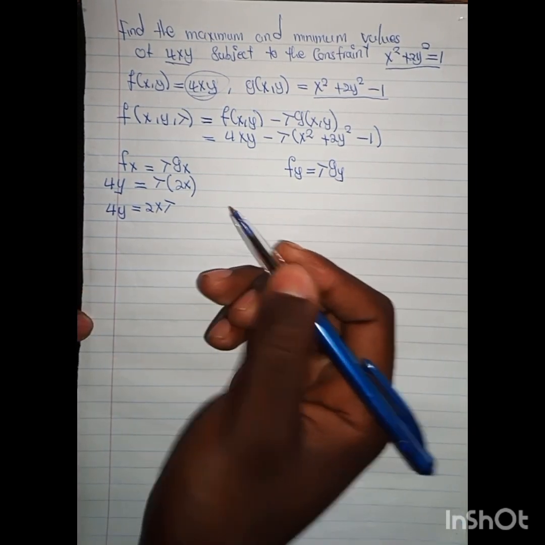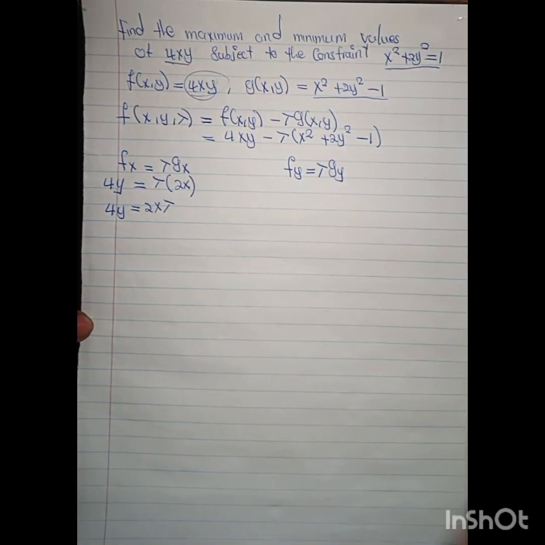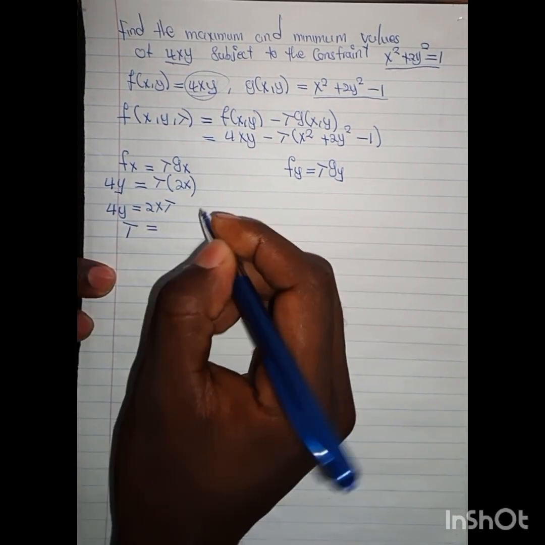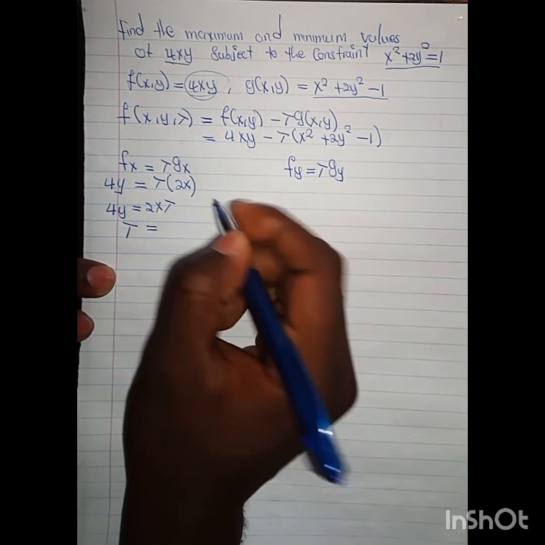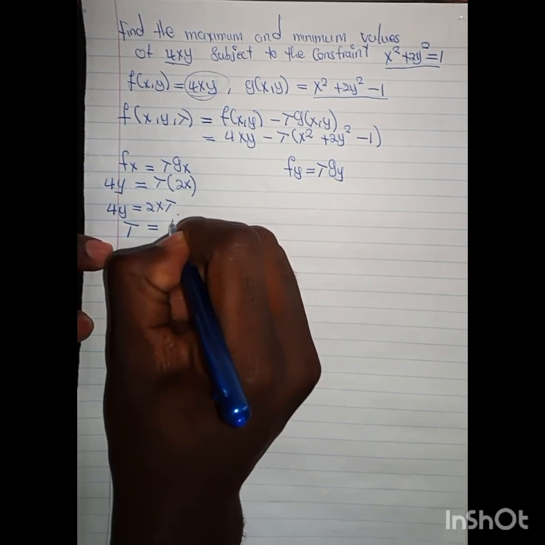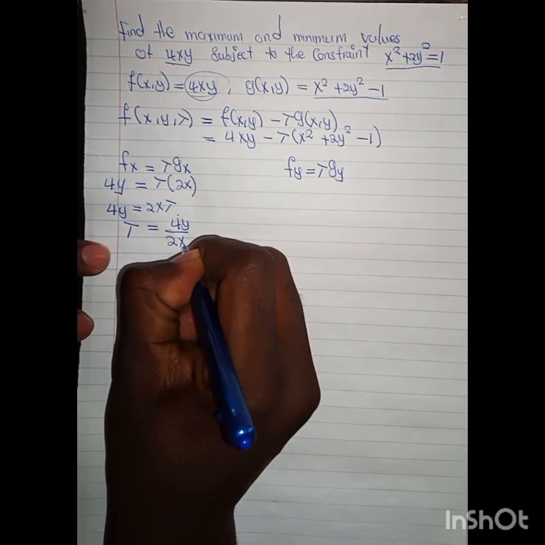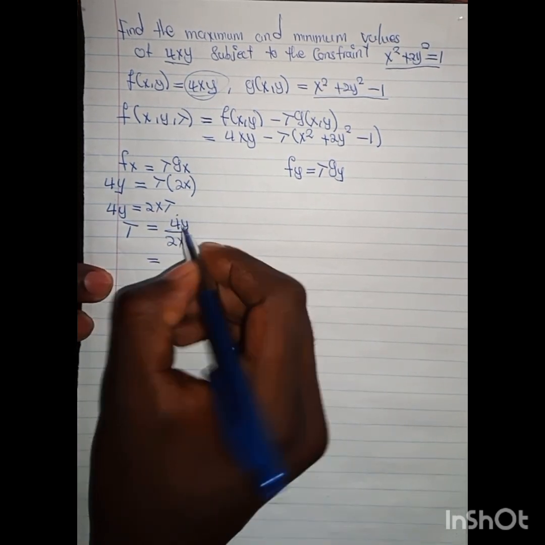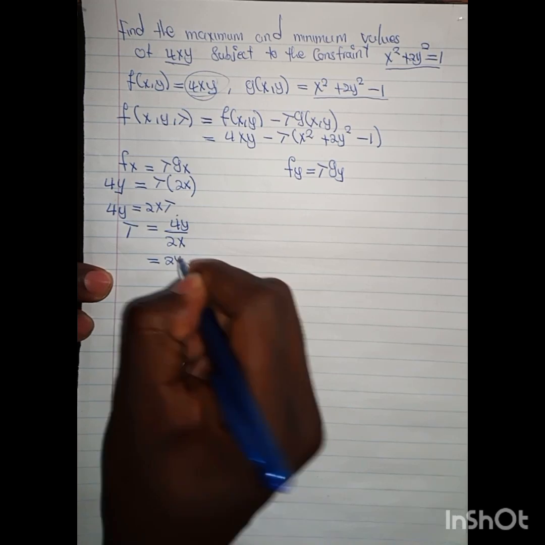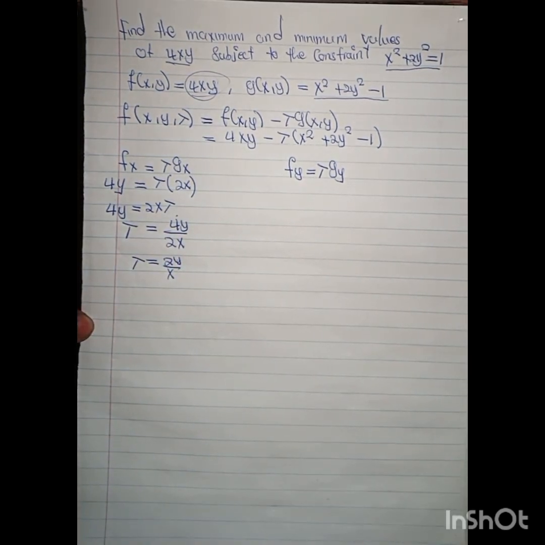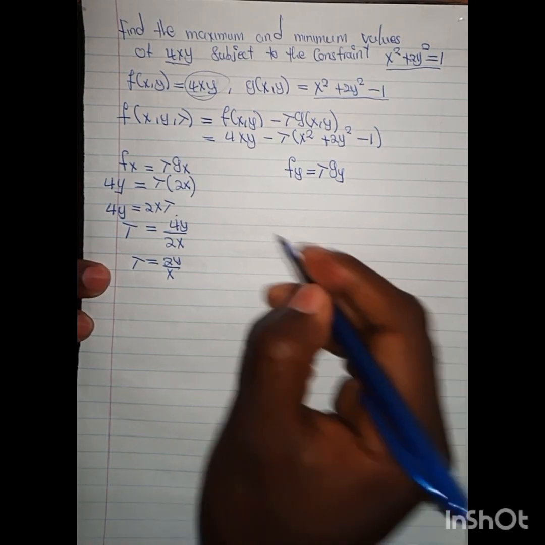Then out of this, you can make x, y, or lambda the subject of the formula. But for now, let me make lambda the subject of the formula, and then I will divide by 2x both sides. So I will have 4y over 2x. 4y over 2x is nothing but 2y over x. Then this is the first equation of lambda we get.